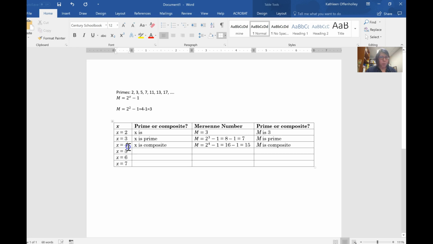Let's see what happens when I put in 4. 4 is not prime. 4 is composite because 4 is divisible by 2. And 2 and 4 and 1, lots of factors. So when I put 4 in, I get 2 to the fourth, which is 16, minus 1, which is 15, which is also not a prime number, it's composite. 15 is divisible by lots of things.